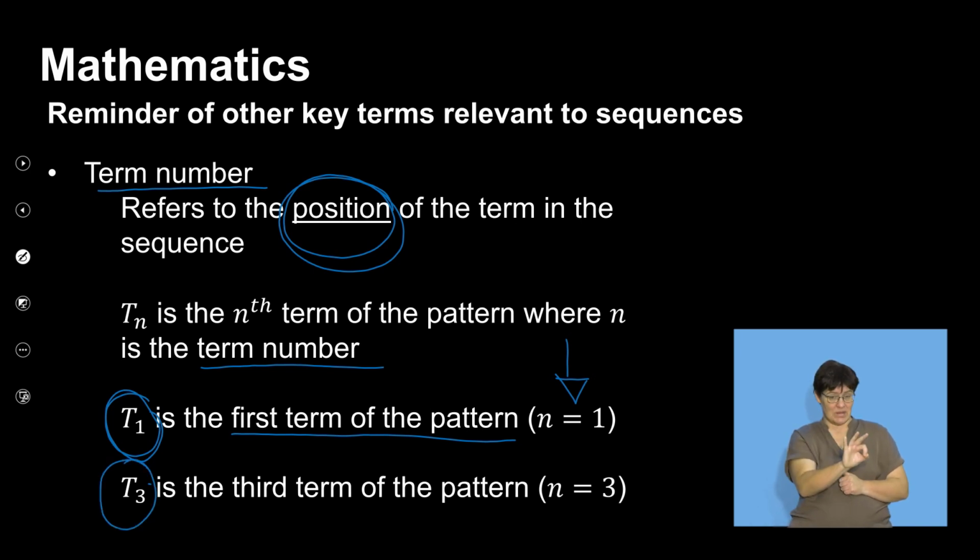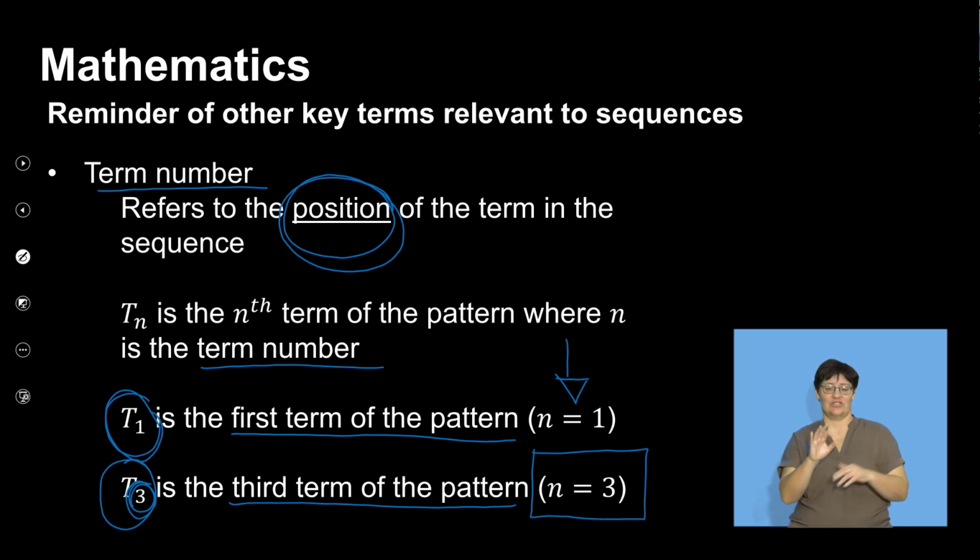T3, where we can see that n is 3 because of that subscript, T3 is the third term of the pattern. As I've already mentioned to you guys, n is 3. So just a reminder, the n refers to the term number.